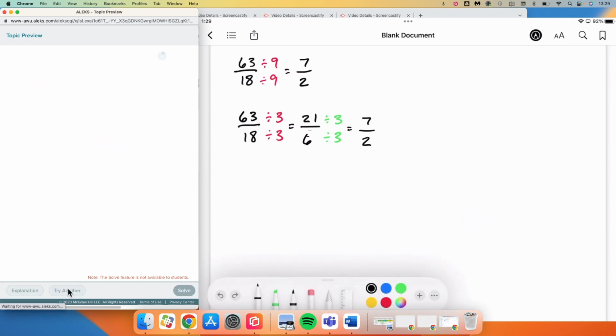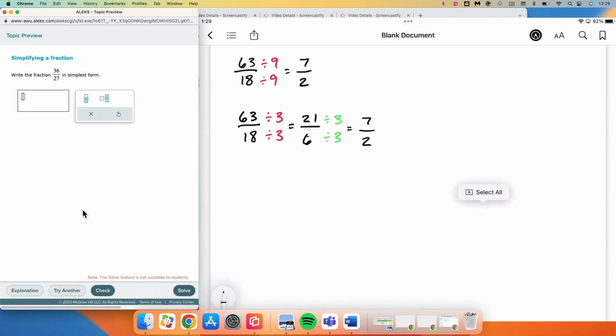Okay, let's try another. We have 36 over 27. Okay, 36 and 27, I know that 3 goes into both of them. I also know that 9 goes into both of them. And so if I was to do 9 right away, I think I would be finished. So I'm going to go ahead and pretend that I don't notice that 9 works. And I'm going to use 3.